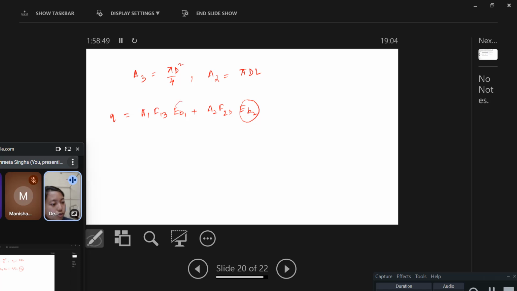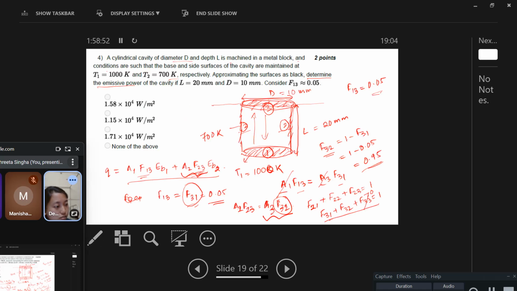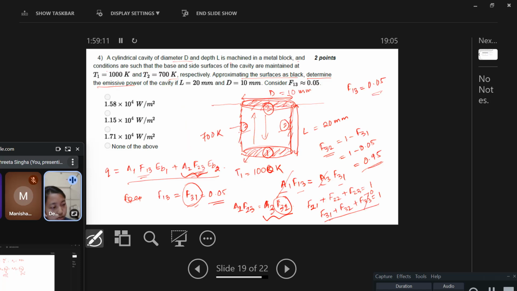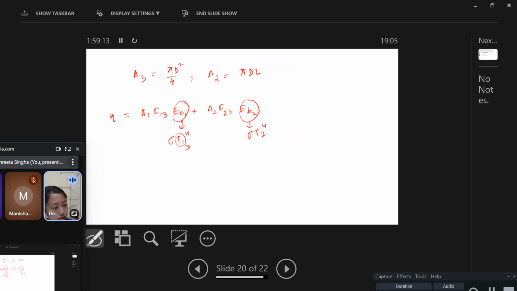Now only EB1 and EB2 are left. These are black bodies. They have said that approximating the surfaces as black. So you can calculate this EB1 and EB2. This is sigma T1 to the power 4. This is sigma T2 to the power 4. Sigma we know, T1 is 1000 and T2 is 700, right? So you can calculate from here.